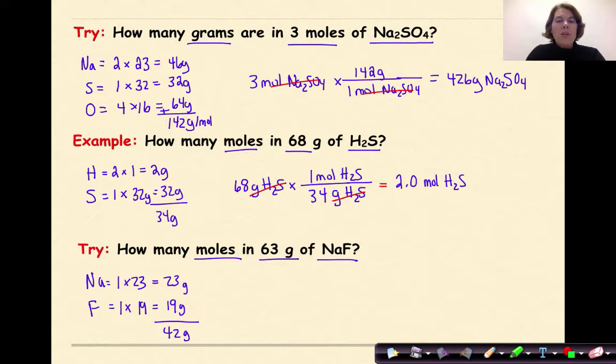Now I can set up my conversion. I have 63 grams of sodium fluoride to begin with, multiplication sign and a line. If I start with the mass, it needs to go on the bottom, specifically gram formula mass. So grams of NaF, I want moles of NaF. I know that the gram formula mass of NaF is 42. Grams cancel grams. 63 times 1 divided by 42 is 1.5 moles of NaF. Again, I started with 2 significant figures. I'm ending with 2 significant figures. My units cancel, so my final answer is 1.5 moles of sodium fluoride.